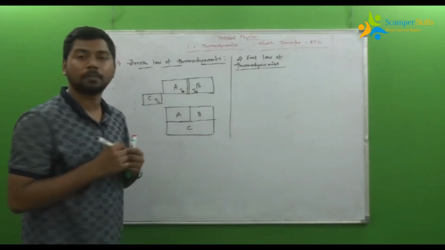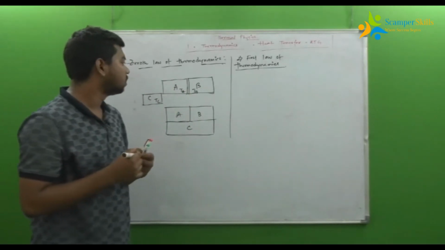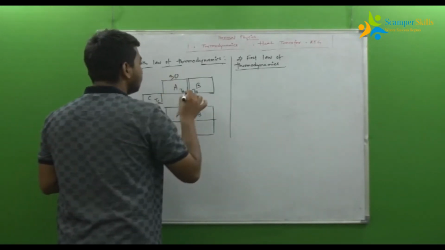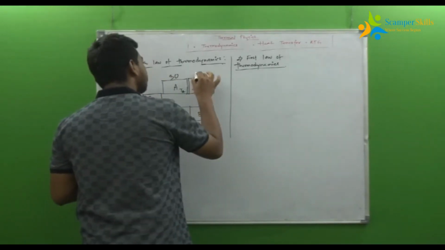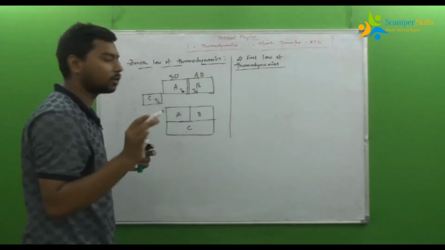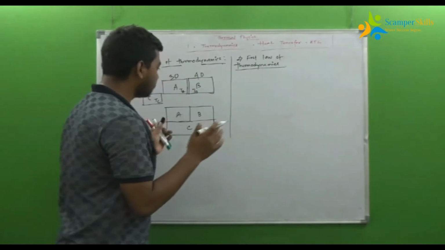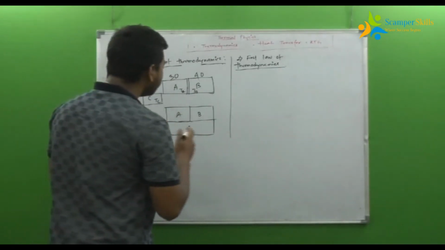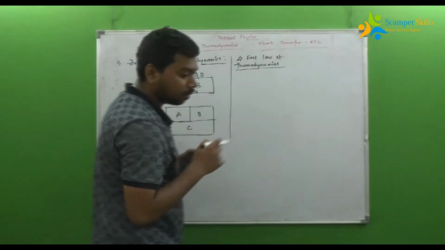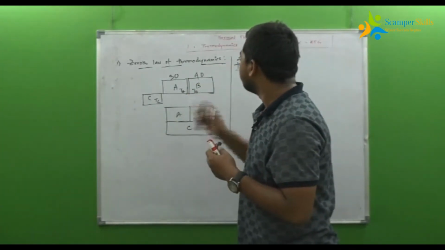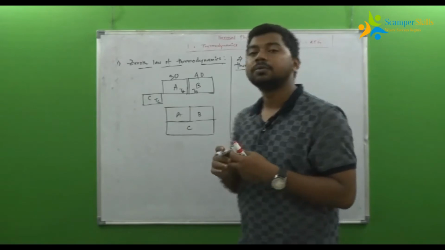Now what we are going to observe here is that the temperature of block A and the temperature of block B are, suppose, one is 30 degrees and another is 40 degrees. Now suppose we keep these two bodies together. After a certain interval of time, what we observe is that the temperature of body A and the temperature of body B are going to be the same.